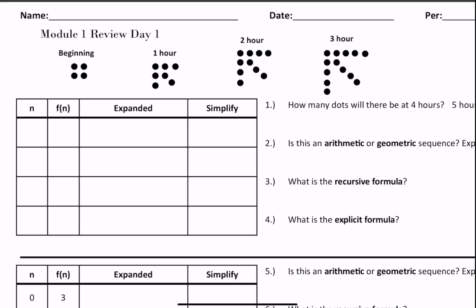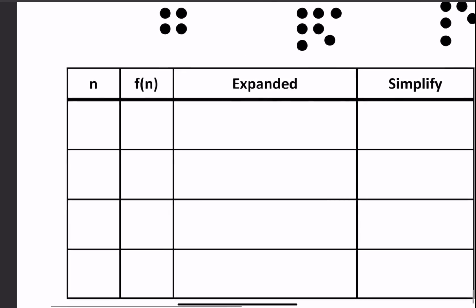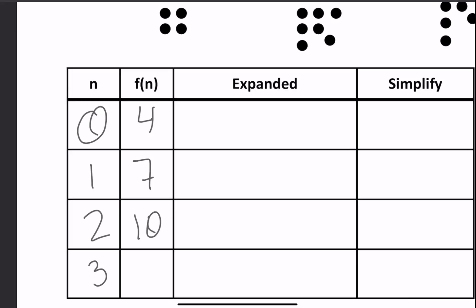Here we go. In the beginning we had 4 dots, at 1 hour we had 7 dots, at 2 hours we had 10 dots, and at 3 hours we had 13 dots. Beginning means 0, so we're starting with time 0, and we had 4 dots. Time 1 we had 7 dots. At 2 hours we had 10 dots, and then at 3 hours we had 13 dots.